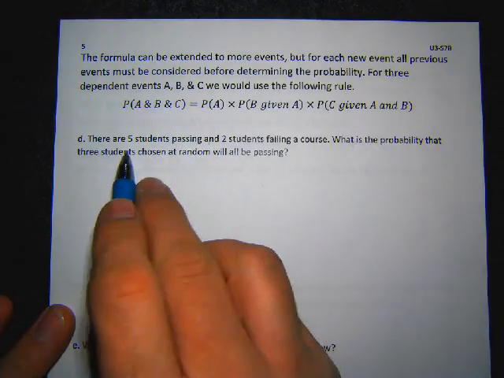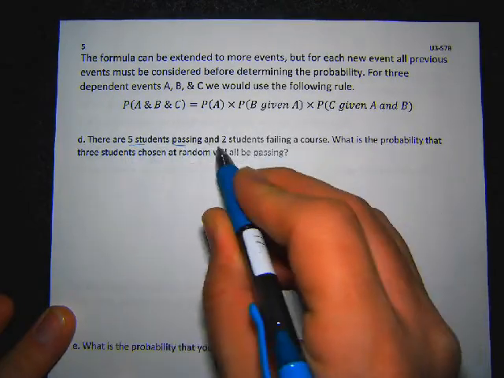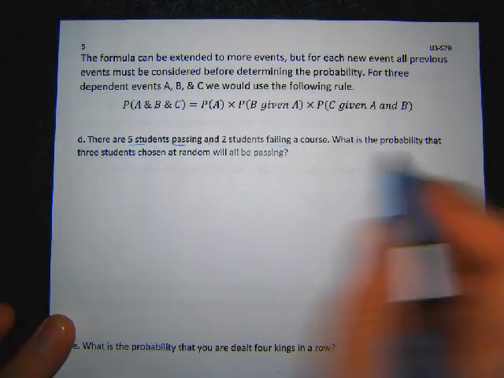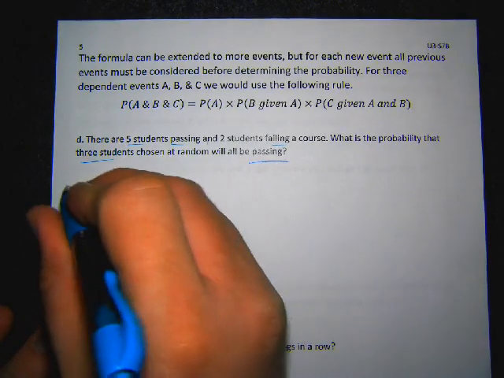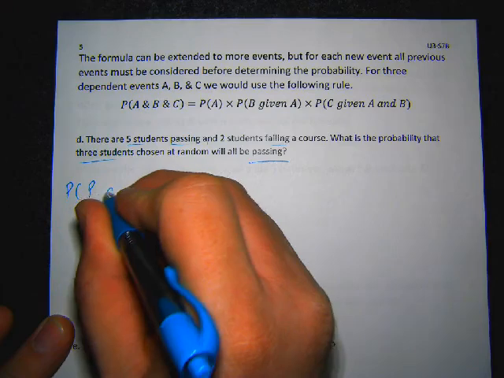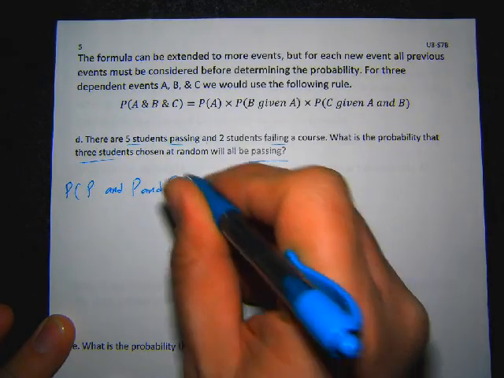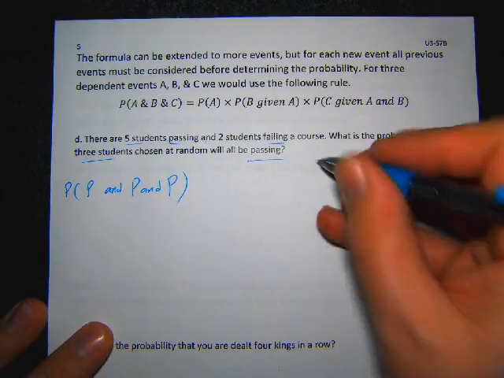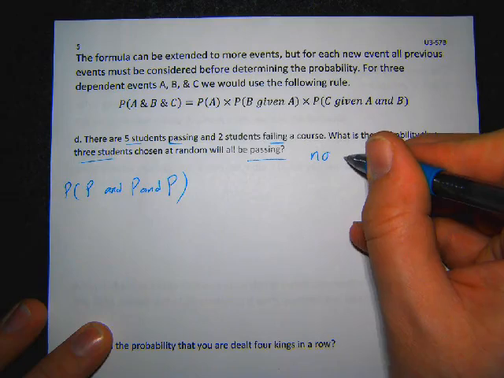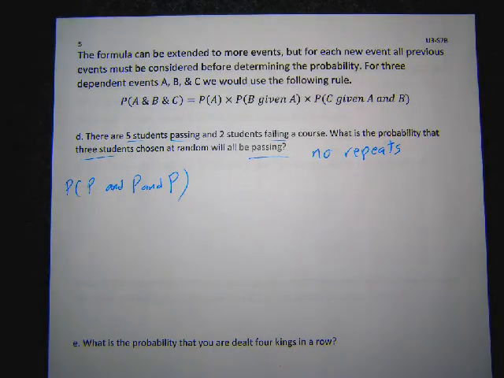So there are 5 students passing and 2 students failing a course. So 5 passing, 2 failing. What is the probability that 3 students chosen at random will be passing? So I'm trying to find the probability I'm going to get a passing, and a passing, and a passing. I want all 3 to be passing. But it's dependent, because I'm not going to pick the same student twice. I can't pick the same person over and over again. I'm not putting them back in the mix to pick them again, so no repeats.